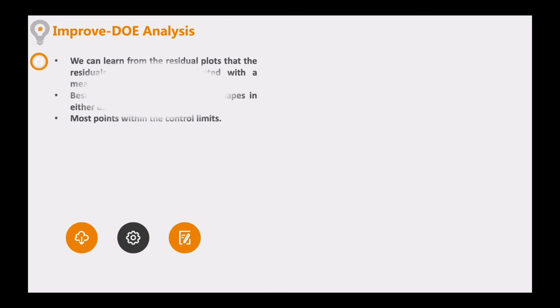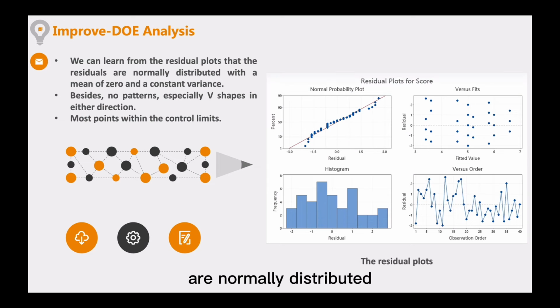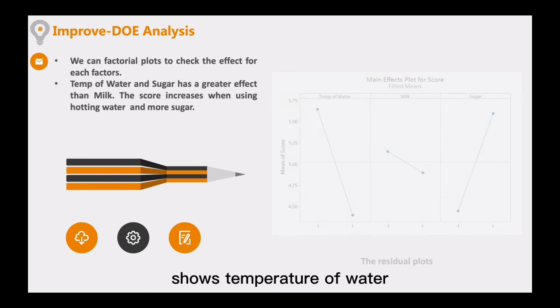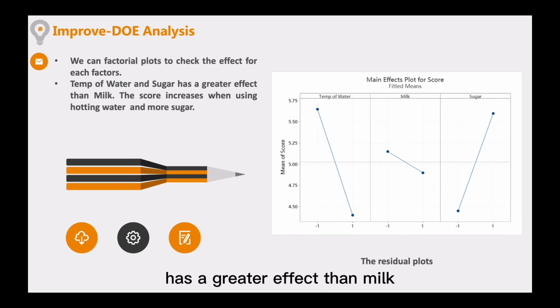As we can see, the residual plots are normally distributed, most points within the control limits. The main effects plots for score shows temperature of water and sugar has a greater effect than milk.